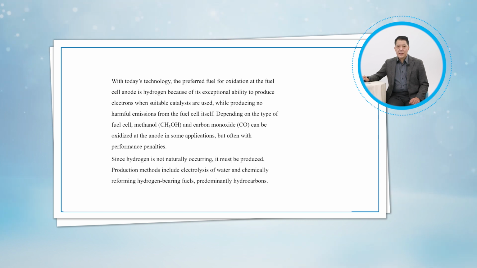Since hydrogen is not naturally occurring, it must be produced. Production methods include electrolysis of water and chemically reforming hydrogen-bearing fuels, predominantly hydrocarbons.